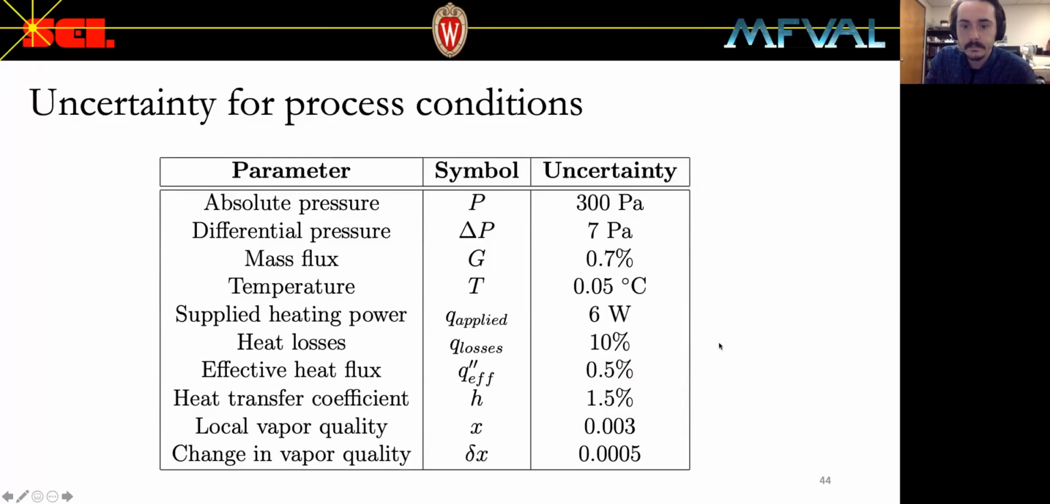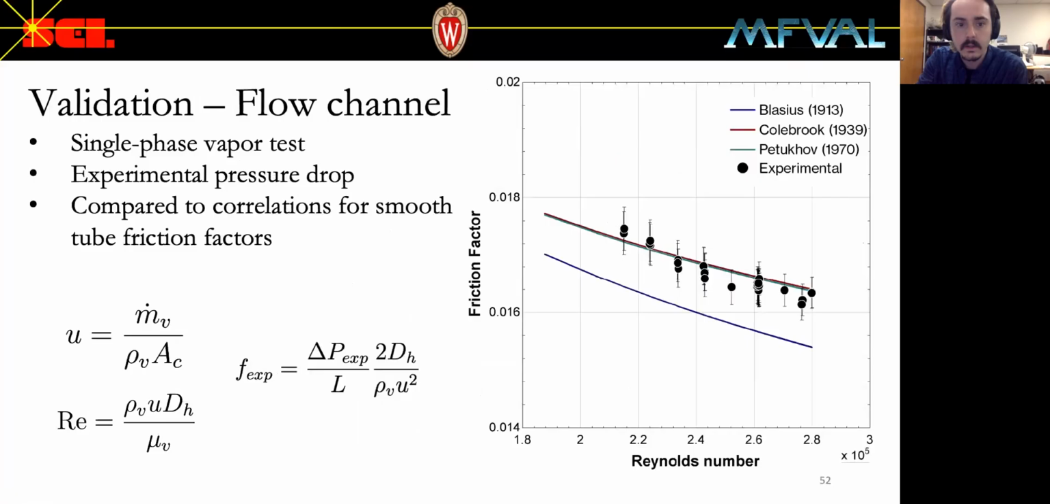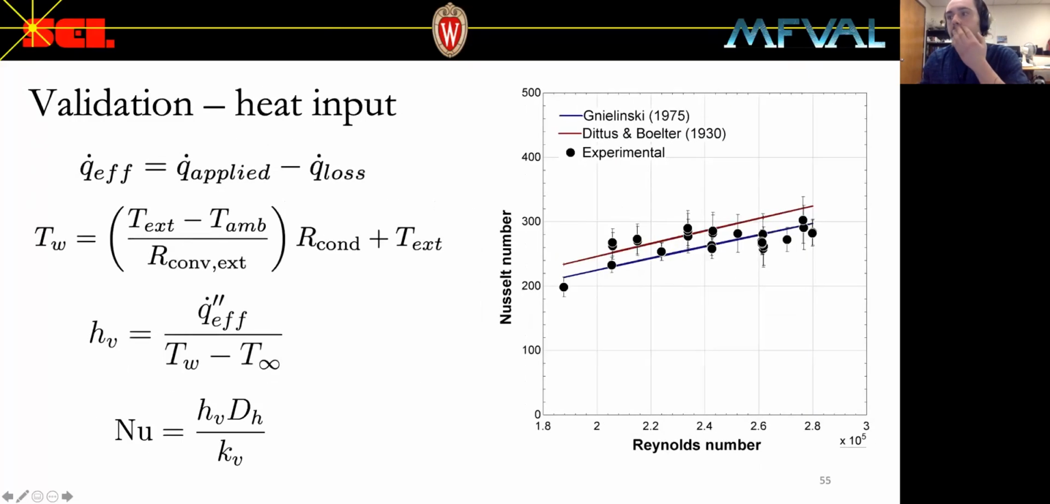What are the uncertainties for the single phase? For the single phase conditions, there we go. So the uncertainty for the single phase condition. So here's the Nusselt number, and it's a non-dimensional heat transfer coefficient. It's about 10% of the heat transfer coefficient. Okay.